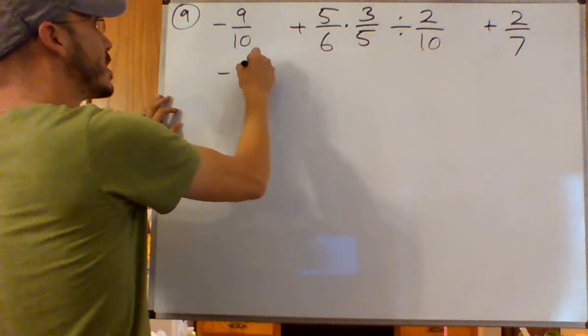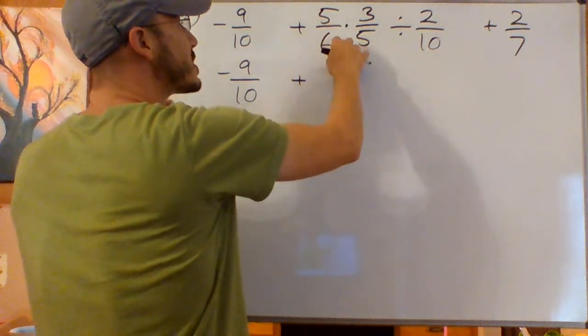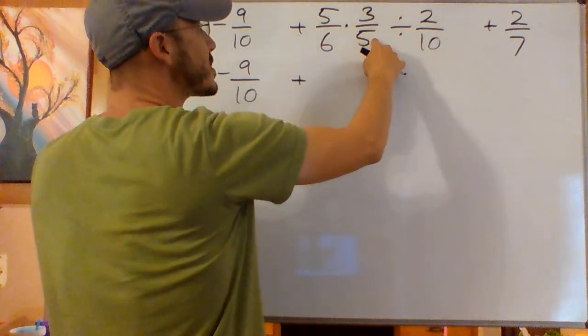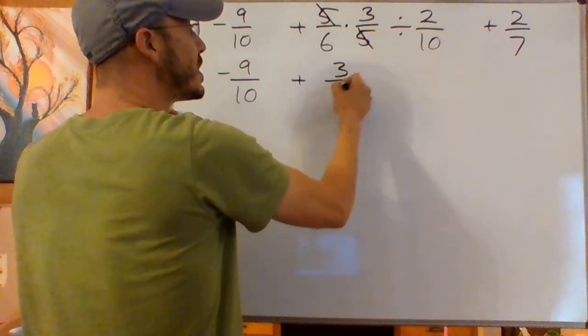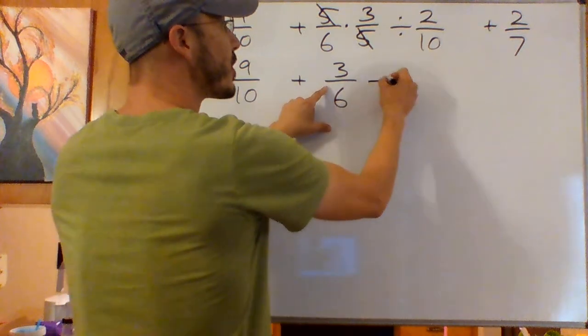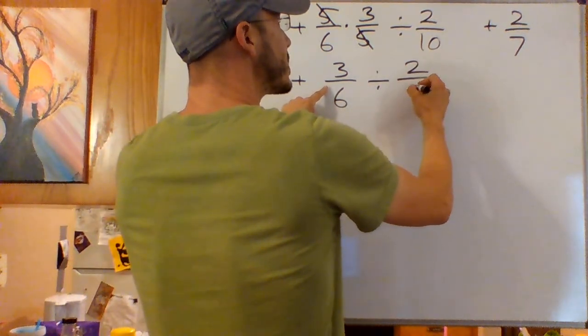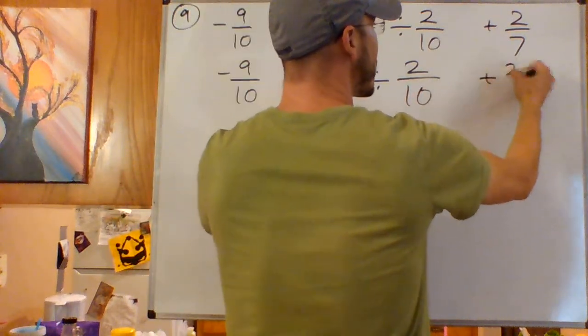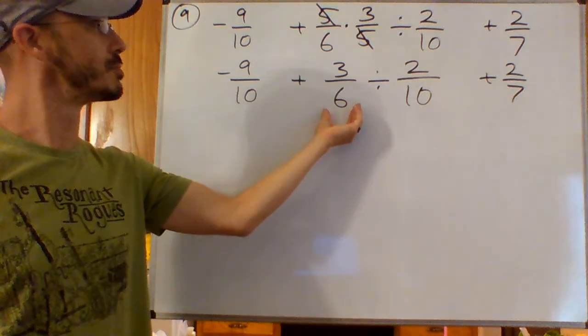We'll come back to that. But 5/6 times 3/5, the 5s will cancel, leaving me with 3/6. That can be simplified further. We'll get to that. But the first step here is to do that multiplication.